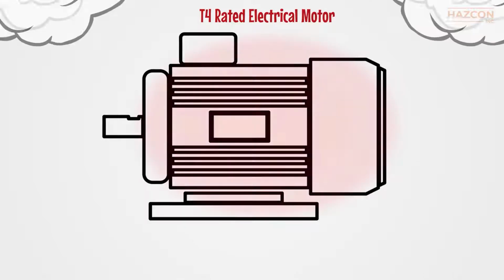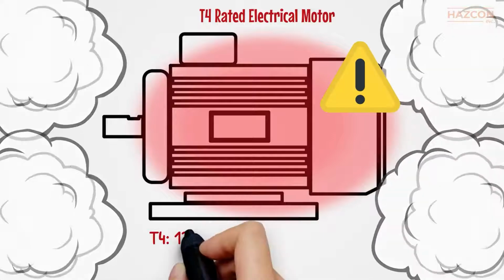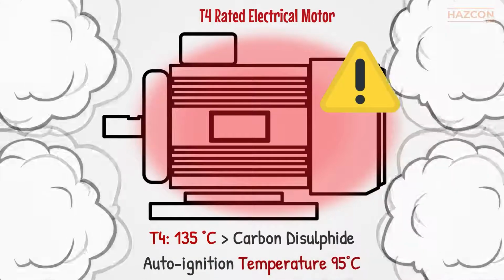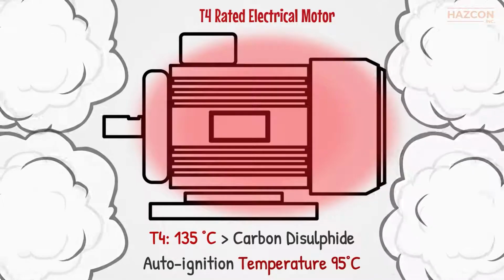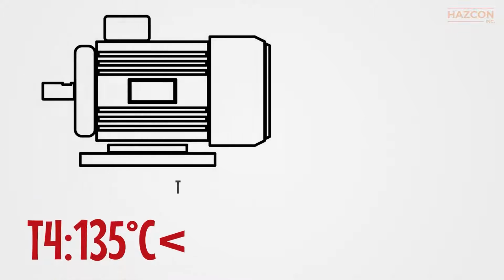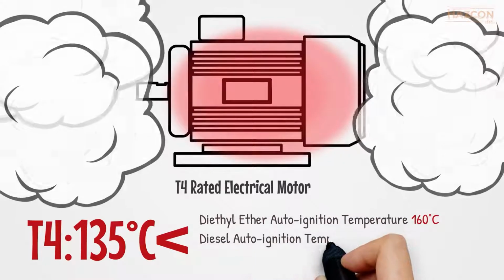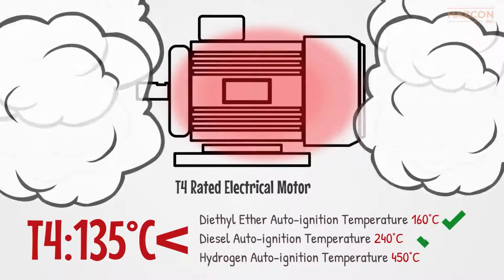We have an electrical motor rated as T4 for installation in a hazardous location. If this motor were installed in a location in which carbon disulfide with an auto-ignition temperature of 95 degrees Celsius is present, the result would be an explosion. Now this T4 rated electrical motor can be safely installed in an area when diethyl ether, diesel or hydrogen are present because the minimum ignition temperature of these gases is higher than maximum surface temperature rise of our T4 motor.